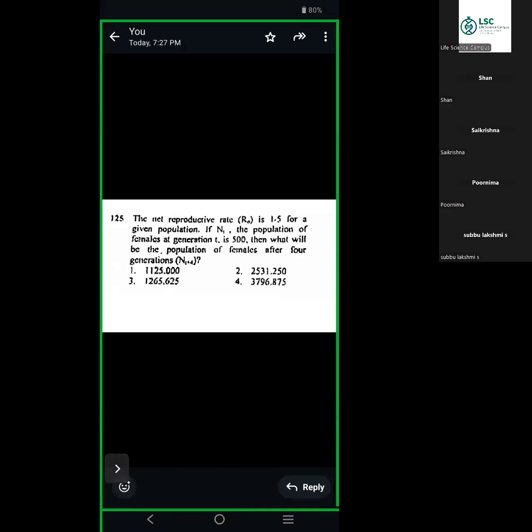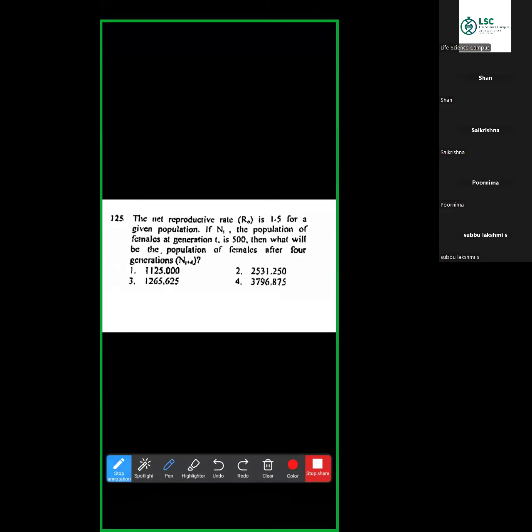So I will explain this question. The net reproductive rate R0 is 1.5 for a given population. If N1, the population of females at generation T, is 500, then what will be the population of females after 4 generations? So we have to find out NT plus 4.